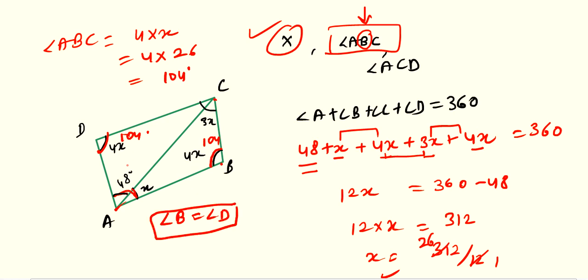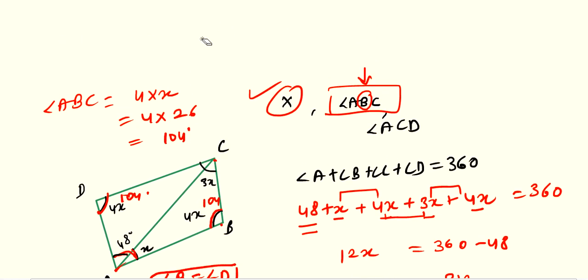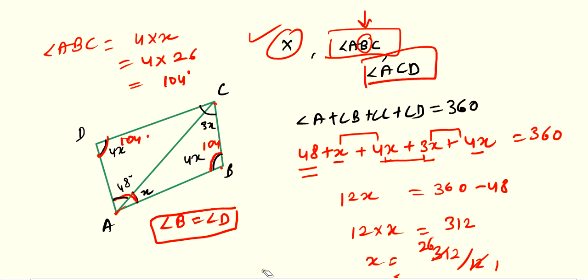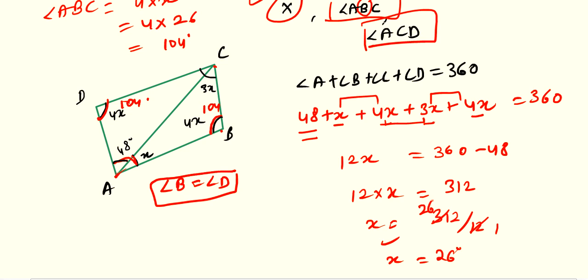Okay. Now what do we have to find further? We have to find the next value, angle ACD. As you can see, this total angle is 3x. Value of x is 26 here. So angle C that we have to find. This angle we don't know. BCD we have to find.